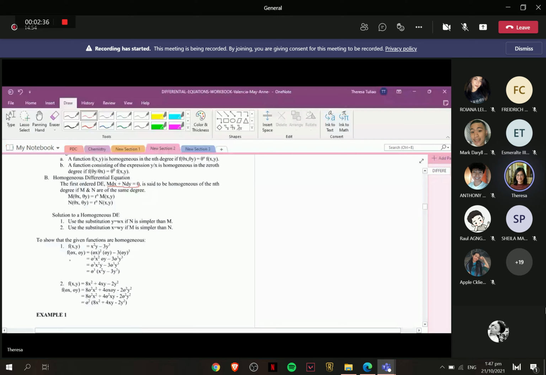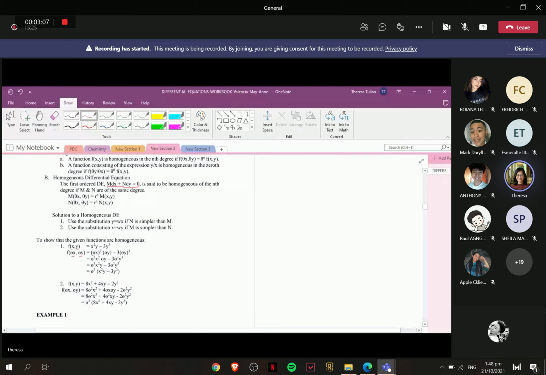So we have two examples here to show that the given functions are homogeneous. We have x squared y minus 3y cubed. This is just a simple function, not a differential equation, but you can get the sense of the homogeneity. To test if that is homogeneous, we substitute θx for x and θy for y, so we get (θx) squared times θy.